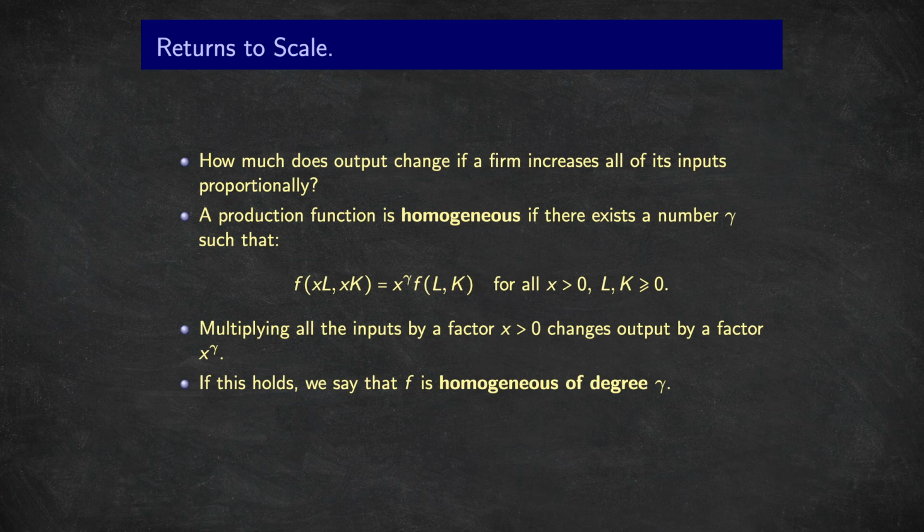Now, for any function, we could always find a gamma to make this equation true. The important part for homogeneous functions is that gamma is always the same. So there is precisely one gamma where this equation holds for all values of x greater than 0 and all values of labour and capital. So multiplying all the inputs by a factor x greater than 0 changes output by a factor x to the power gamma. We would also say in this case that this function f is homogeneous of degree gamma.